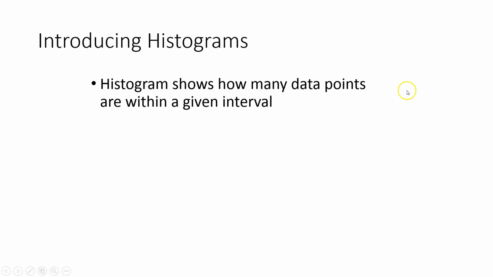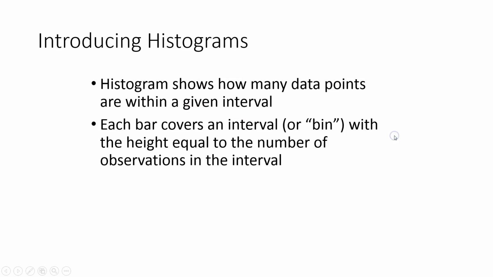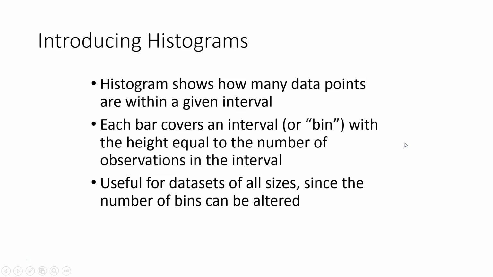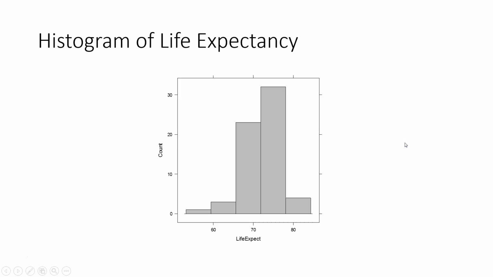A histogram is another way of being able to show this. A histogram will show how many data points are within a given interval. So we divide our data points into bins or intervals, and we plot those out in the histogram. And here's an example of what that looks like. So we see for the same life expectancy data, we've got something that falls below 60. It's about a measure of 1. That's our 54.